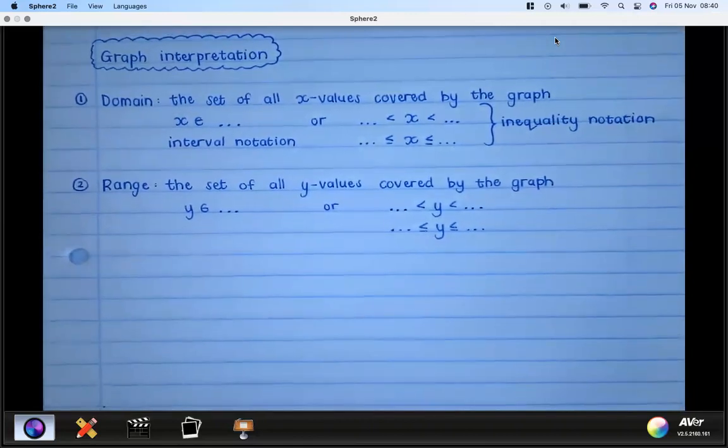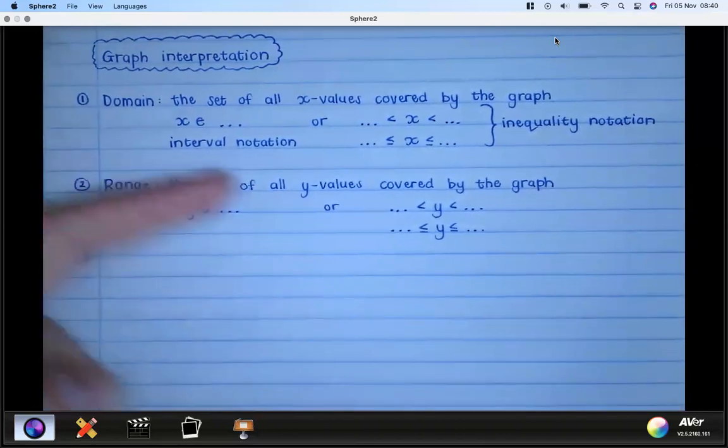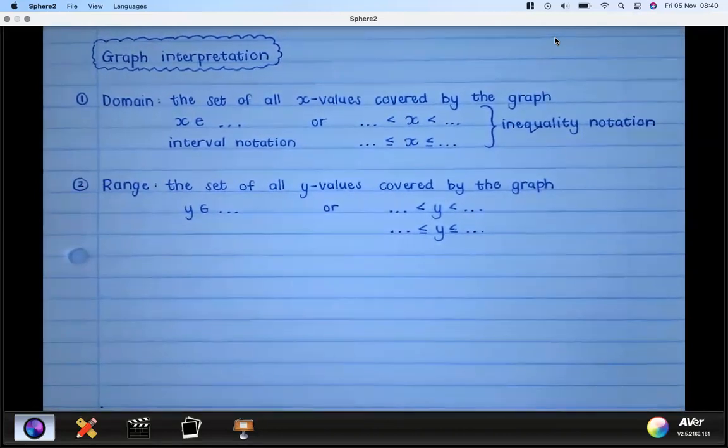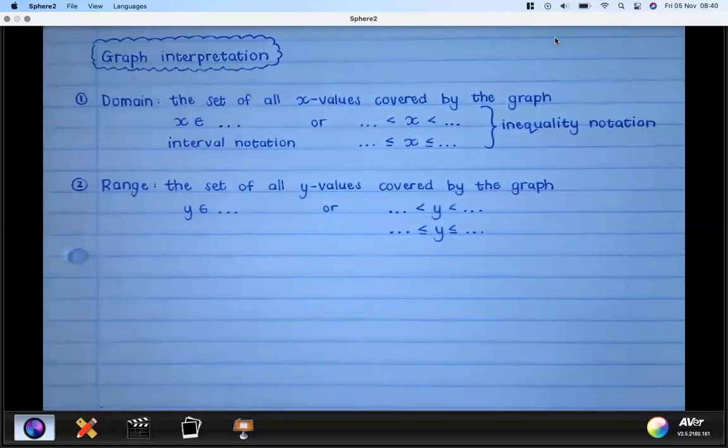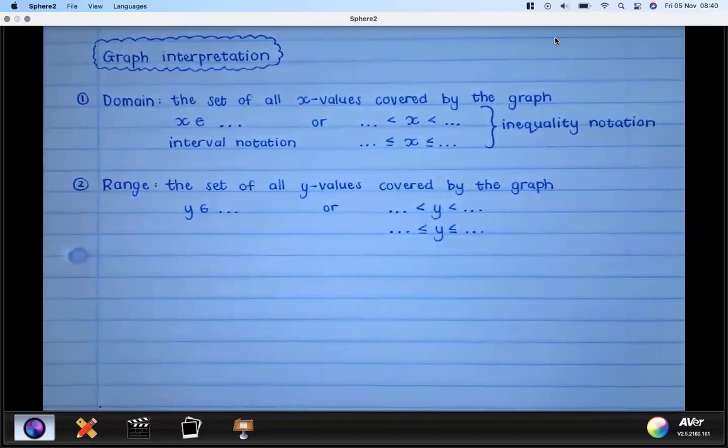Right, but you have to remember, if they're asking for domain, it's X. If they're asking for range, it's Y. The way that I remembered it when I was at school was that D comes before R in the alphabet and X comes before Y. So X goes with domain and range with Y. But I suppose they're not too difficult to remember.